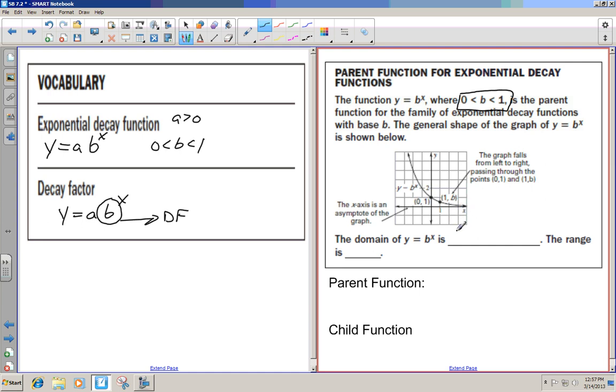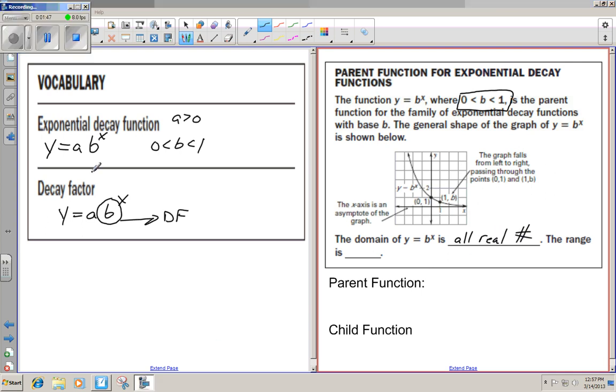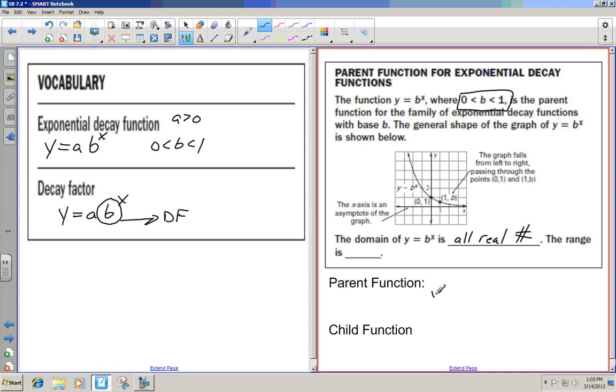So for domain and range, domain is still all real numbers. So again, all real numbers for all exponentials. The range then is still the asymptote. So remember, the parent function is y equals a b to the x power. That's the parent function. But parents have their children, and the child function is a b to the x plus h plus k.